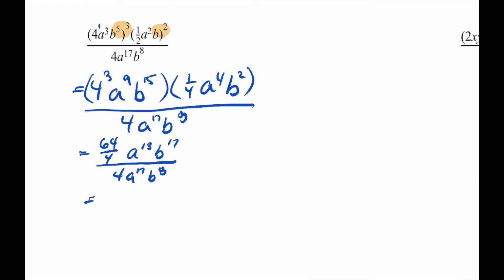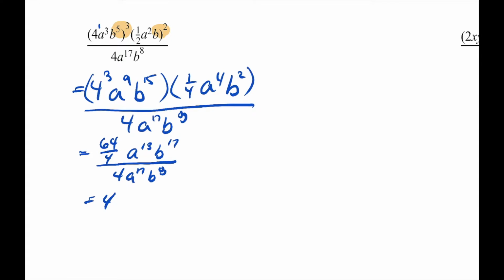Another step we're going to take is to simplify 16 over 4, which is 4. I'm going to take one further step just to make it a little bit faster. Divide by 4 again, and so it's going to be 4. Then I have a to the power of 13 divided by a to the power of 17.